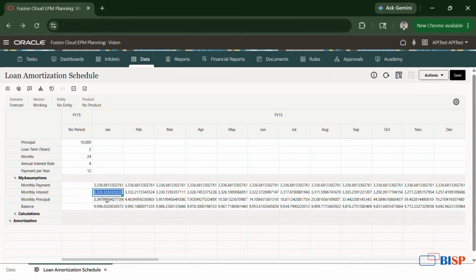Notice how the interest gradually decreases over time as the outstanding balance becomes smaller. The monthly principal account shows the principal repayment for each month. As the interest component decreases, the principal repayment increases. This is exactly how a standard amortization schedule should behave.